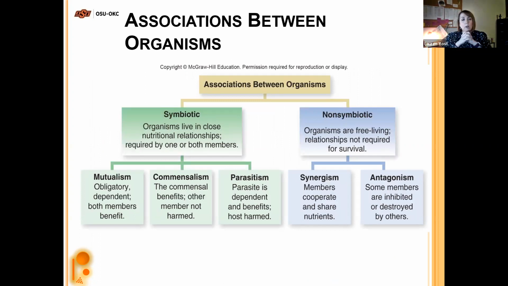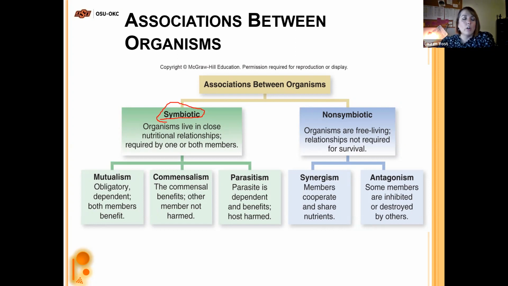Okay, these organisms interact with one another. They live with one another. They have lives together. They live in similar environments. How would we classify these interconnections? Some of these are important to understand. So we have symbiotic versus non-symbiotic relations, right?